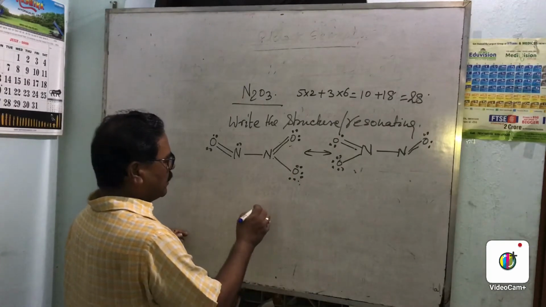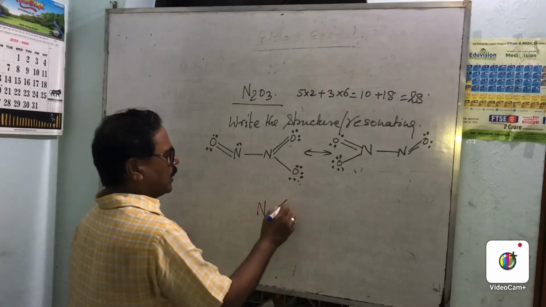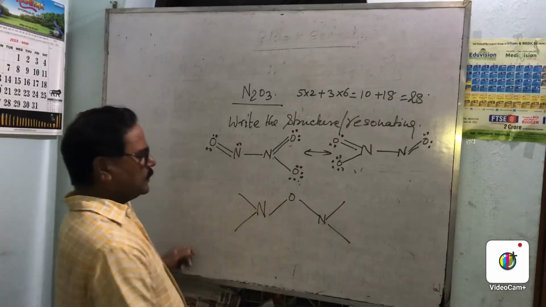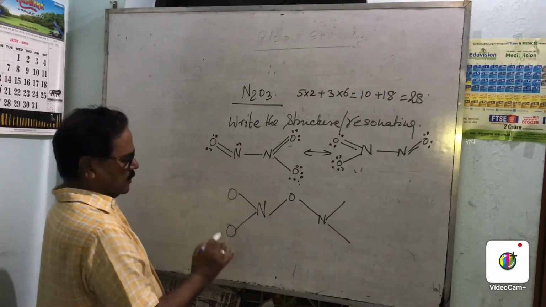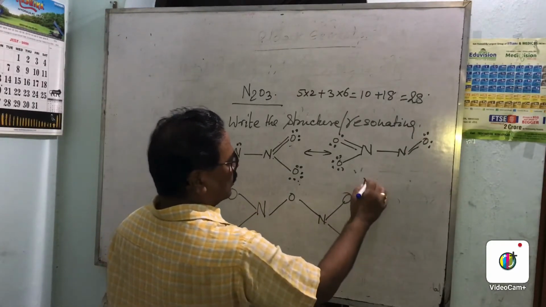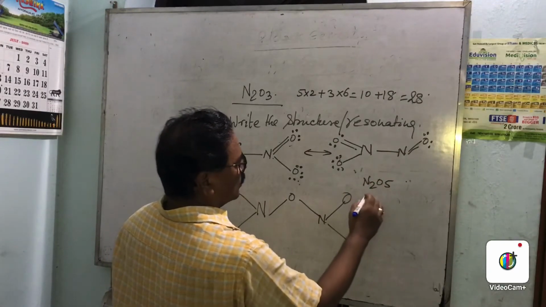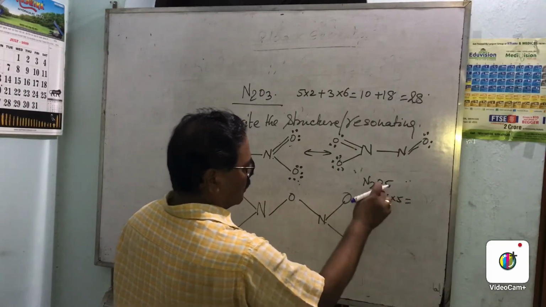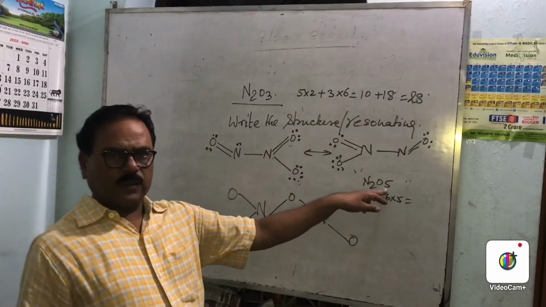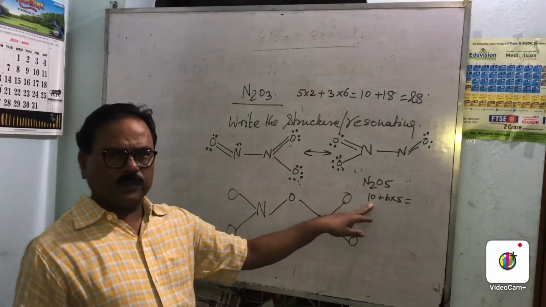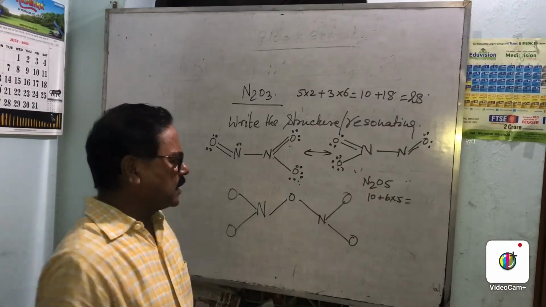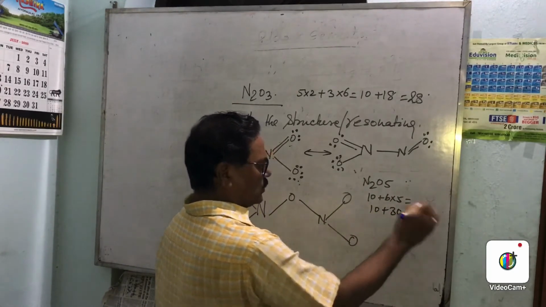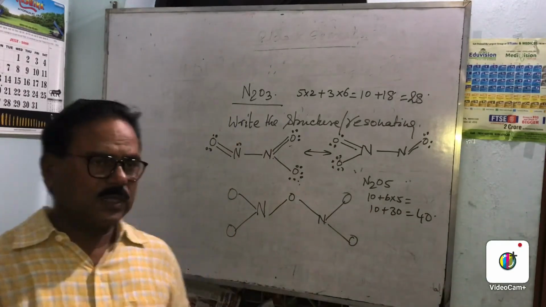Similarly, if you have N2O5, how will you write it? This is the skeleton structure. Now you calculate the total number of electrons in N2O5. Now 10 plus 5 into 6. The valence electron of oxygen is 6 and of nitrogen is 5. So 5 twos are 10 and 5 sixes are 30. Total electrons is 40. Now we have to arrange the 40 electrons in such a way that every atom completes its octet.